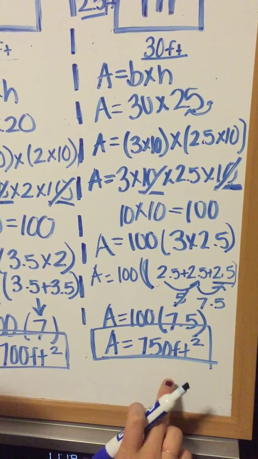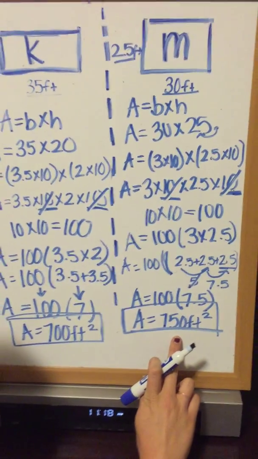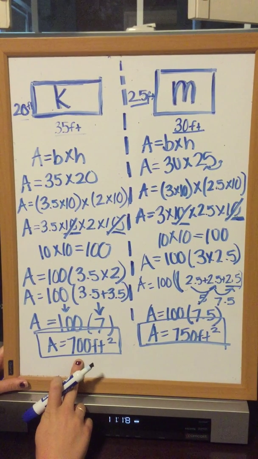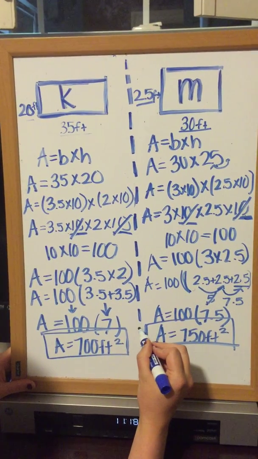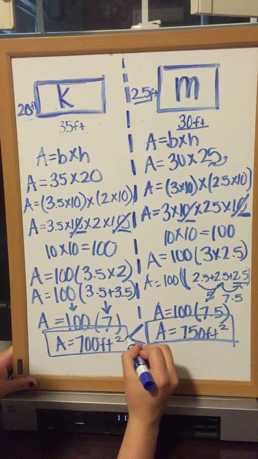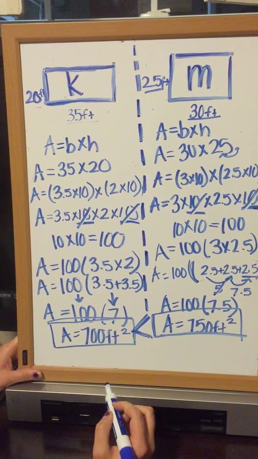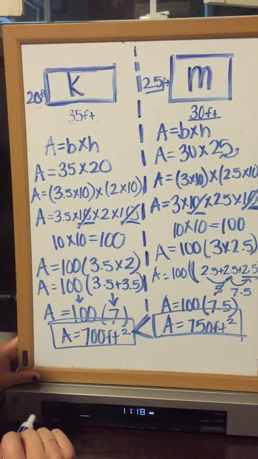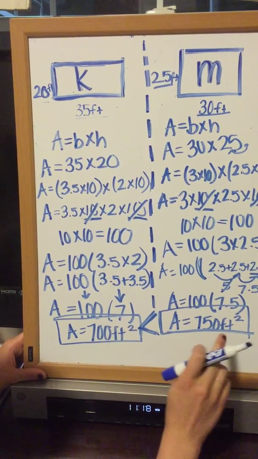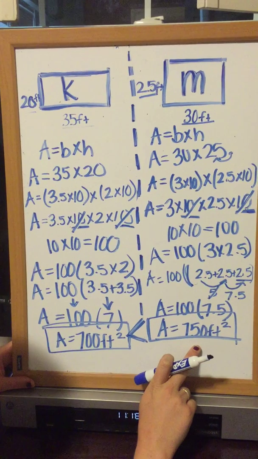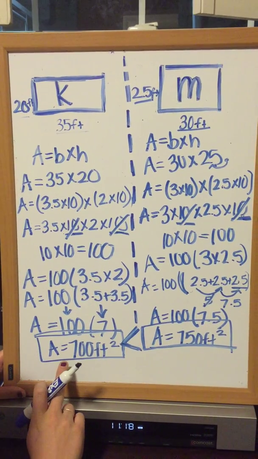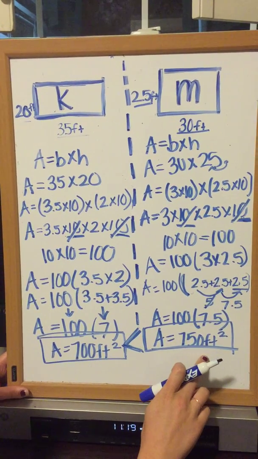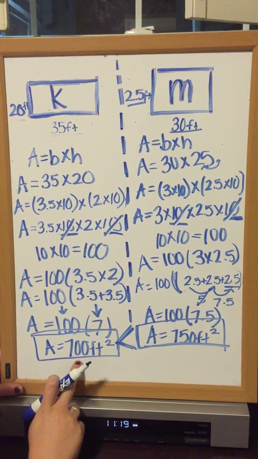Now, since the area of McKenna's garden is 750 feet squared and Carl's garden is 700 feet squared, McKenna's garden is larger than Carl's garden. In order to find the difference, we have to use subtraction. Since the area of McKenna's garden is larger, we are going to put her number first and subtract the area of Carl's garden.